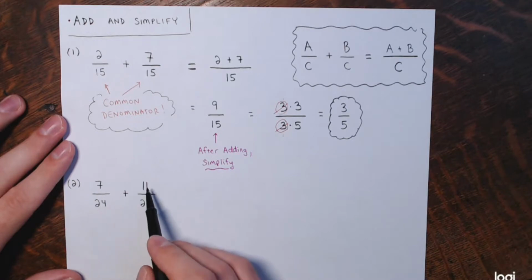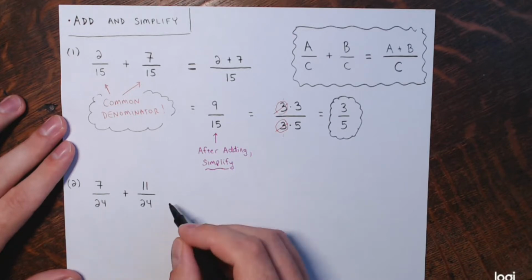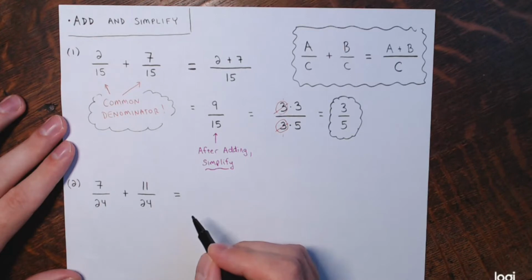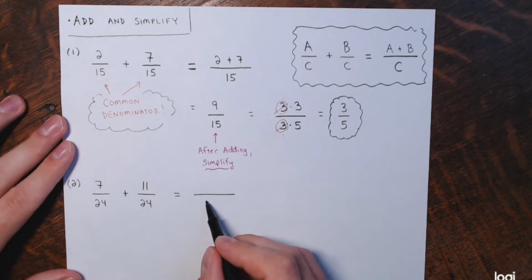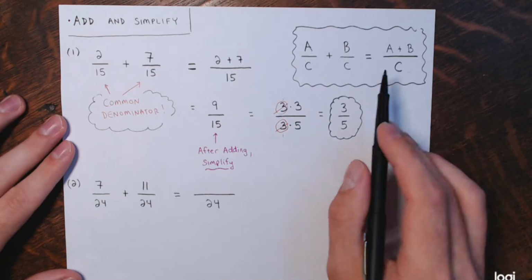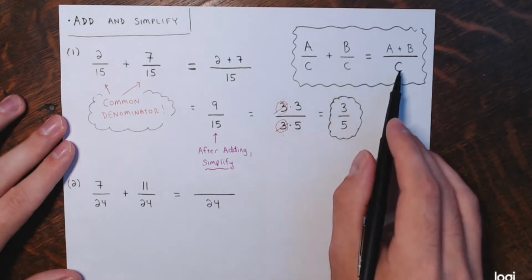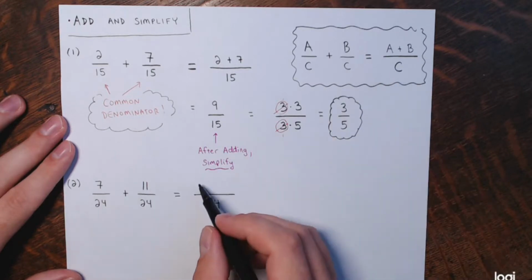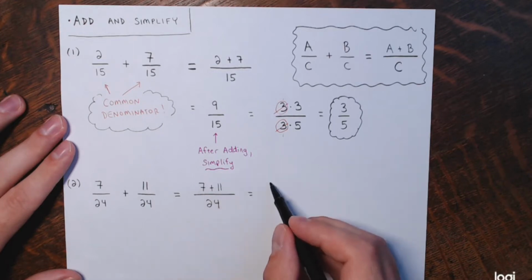7/24 plus 11/24. Once again, the denominators are the same, so I can jump right to the addition. Now the fraction you'll end up with will also have the same denominator. Remember this rule again, right? When adding or subtracting, that common denominator, right, stays throughout. And I just combine the numerators. So the numerator of the sum is 7 plus 11. Now 7 plus 11 is 18.